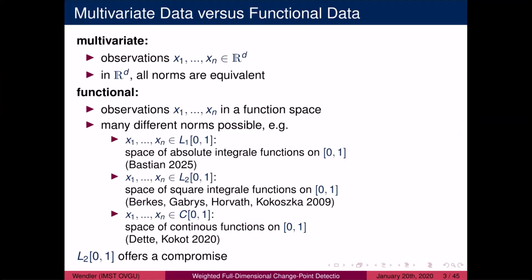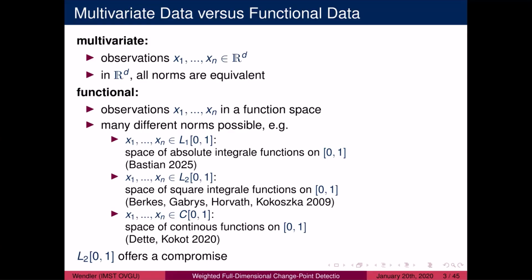Okay, so what's multivariate data? That's easy, right? You observe vectors, finite dimensional. So you can always represent them as an element of R to the power D. In R to the power D, all norms are equivalent, so you don't have to worry too much about which norm you use on this vector space. So what you do is use the Euclidean norm, because this is related to the scalar product.